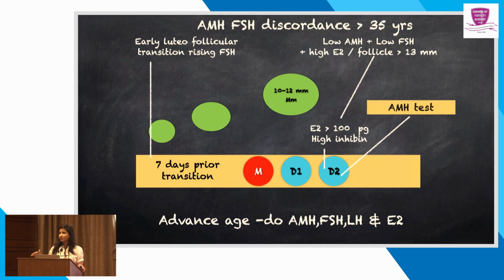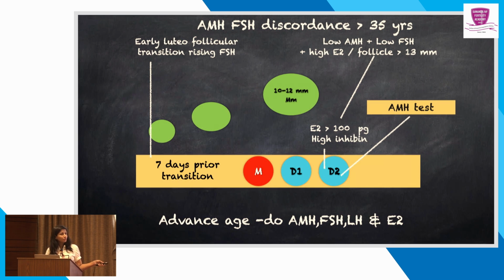Now this estradiol is going to give rise to inhibin. This will have a negative feedback mechanism on the pituitary to reduce FSH. Now in this particular scenario, you are only doing baseline FSH on day 2. Just imagine the FSH could be 5.2, but it will be falsely low.